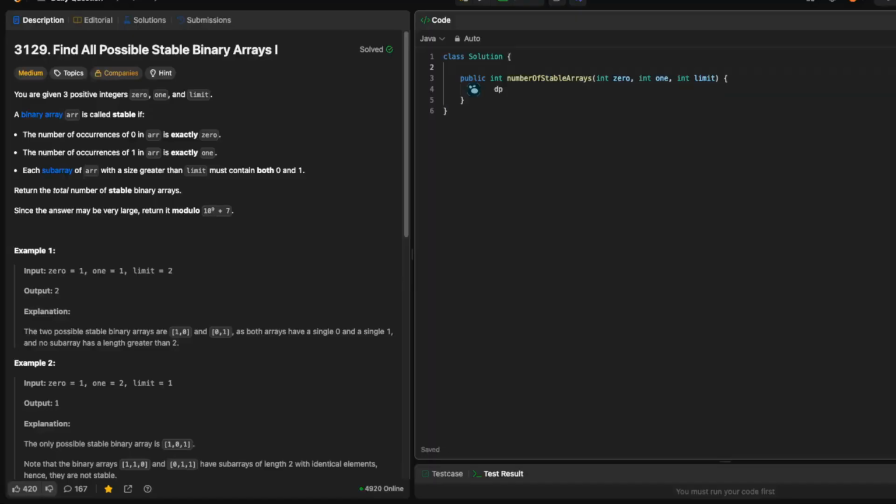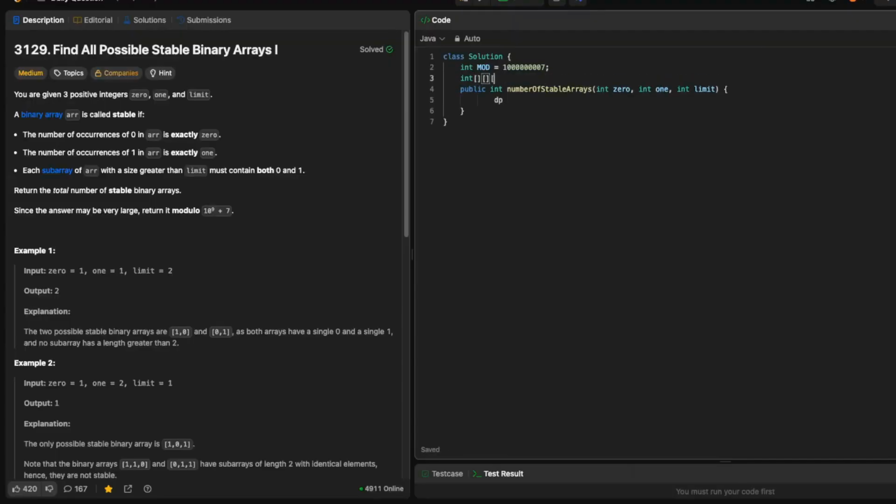So let's start coding for this solution. First thing is we need a mod, because we have to take a modulo of this. So our mod is equal to 10^9 + 7. After that we need a DP.